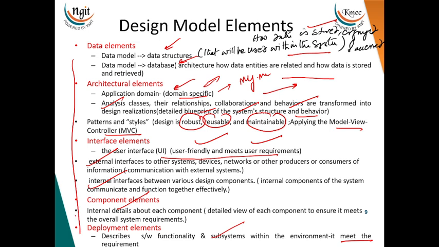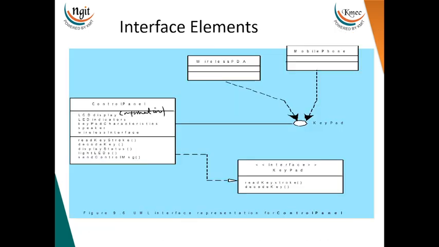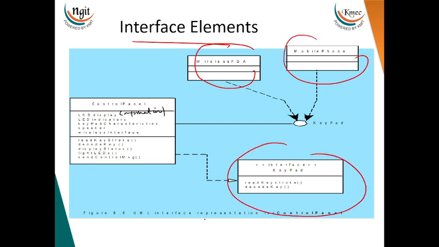Now let's move on to the other part. This is an example which is given to you. We have a control panel, a wireless PDA, mobile phones, and interface keys. What is this? Interface represented: control panel, LED display, LED indicator, key type characters, speaker, wireless interface. Then these are its functions. These are the control panel attributes. These are the keys. Correct? This is a class. Read keys, decode and everything.